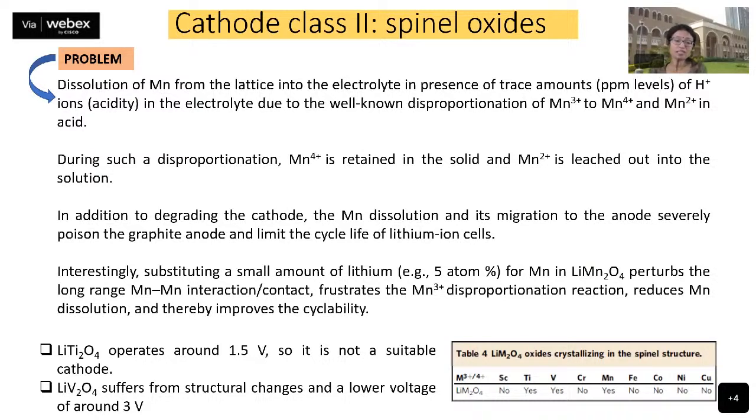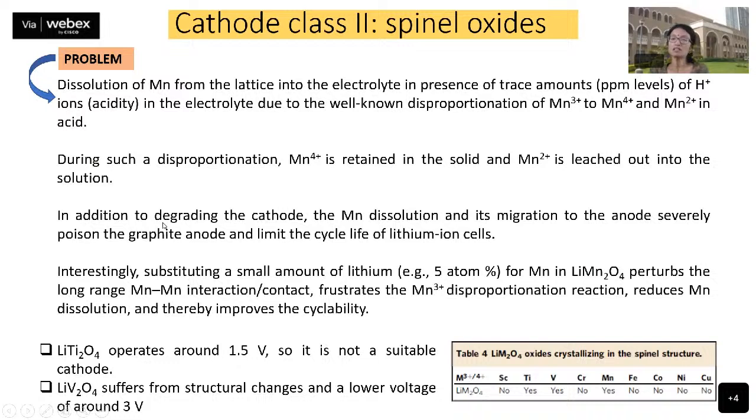So what is the problem with the spinel oxide again? Because everything cannot be good. There is a dissolution of manganese from the lattice into the electrolyte. If you have trace amounts of acid present in the electrolyte, there is a disproportionation of manganese 3+ to 4+ and 2+ in acid. When such a disproportionation occurs, manganese 4+ is retained in the solid, but manganese 2+ is leached out into the solution. And if this manganese 2+ deposits on the graphite anode, it leads to poisoning, and your cell gets completely degraded.